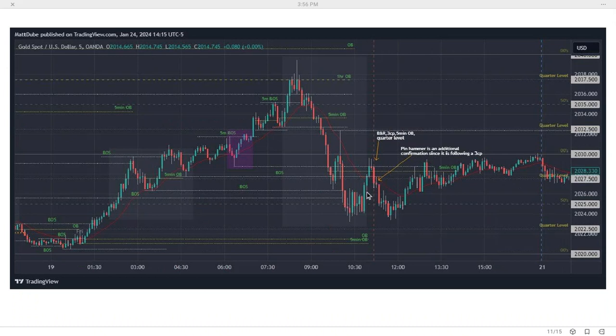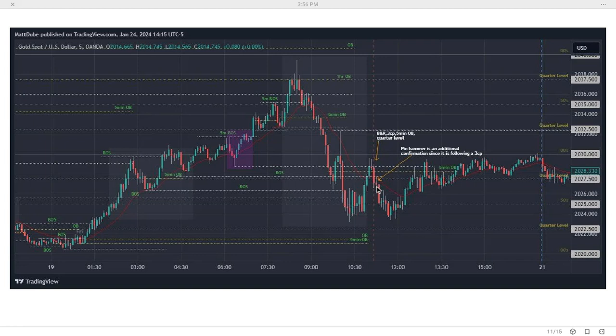In the previous slide, I did tell you that 2 pin hammers equals 1 confirmation. The only exception to that rule is when this pin hammer follows a 3-candle pattern, either formed by 4 candles or 3 candles. As long as it's a 3-candle pattern and then a pin hammer afterwards, that 1 pin hammer is counted as 1 confirmation. All other situations like the previous slides, 2 pin hammers equals 1 confirmation. So then we enter the trade right here.